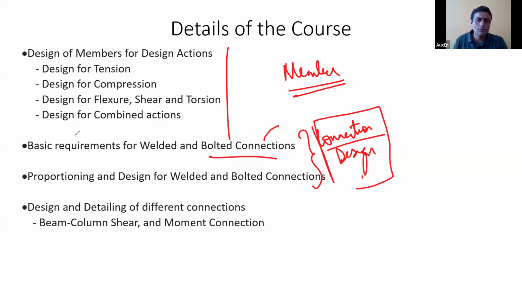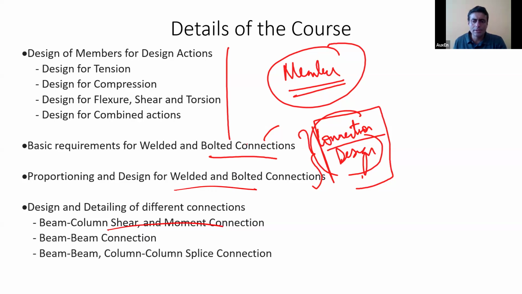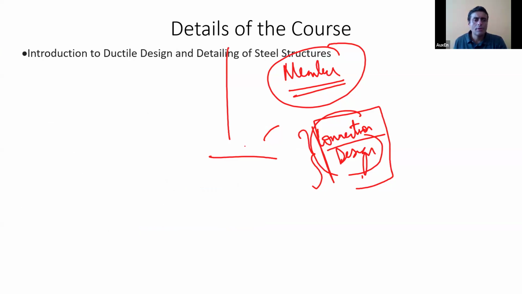But then we will not do it this way. We will first study the member design and then we will study the connection design. So welded and bolted connections, how to do the proportioning, etc. Design the detailing for different connections, beam column shear, moment connections. All these things I have already told you before, so I'm not repeating it.